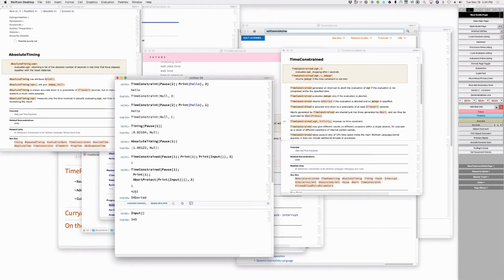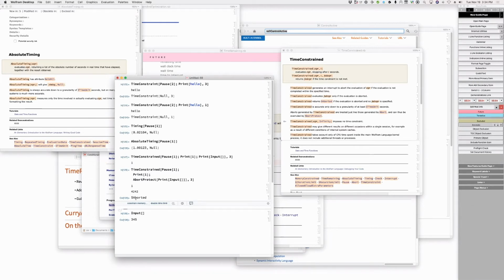But what it returned was aborted. That's really weird. You know what I'm saying? The time constrained does eventually abort. It does. I don't think it gets wiped away. It gets delayed by the abort protect. I see what you're saying.